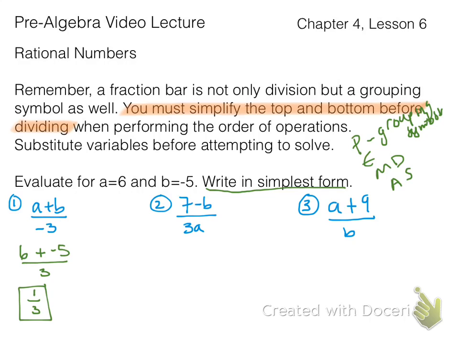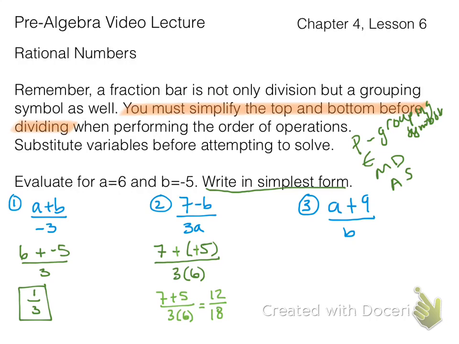Okay, so second problem, we have 7 minus b over 3 times a. So I'm going to replace b and a, and so I'm going to get 7 minus negative 5, and remember, when you're replacing a letter with a number, put the number in parentheses where the letter was. So b was negative 5, so negative 5 is now in parentheses. Not because the parentheses mean much, but sometimes they can really make the difference. So here it doesn't mean anything, but later on it might. So let's go ahead and add the opposite. And 7 plus 5 is 12. 3 times 6 is 18.